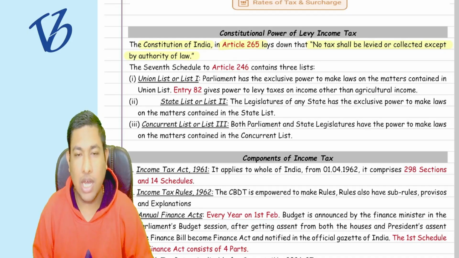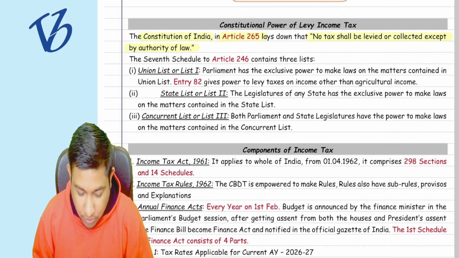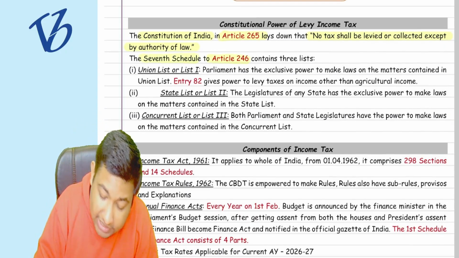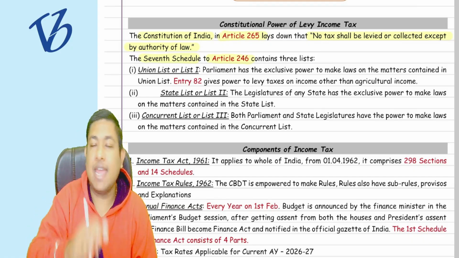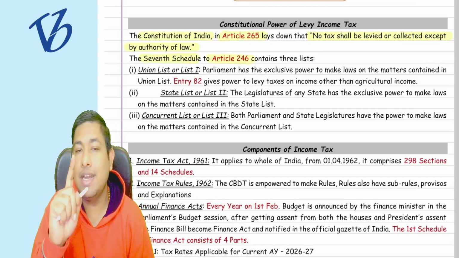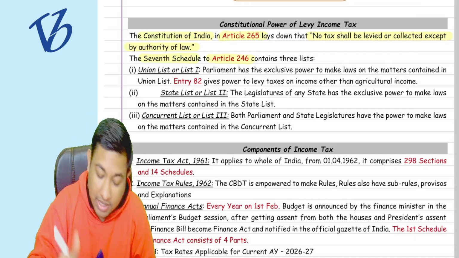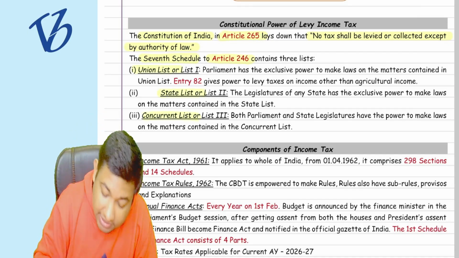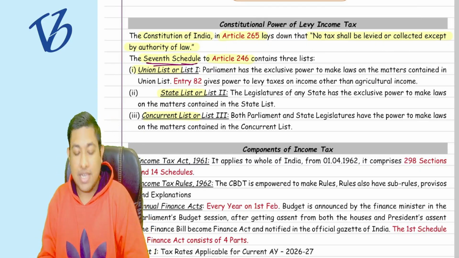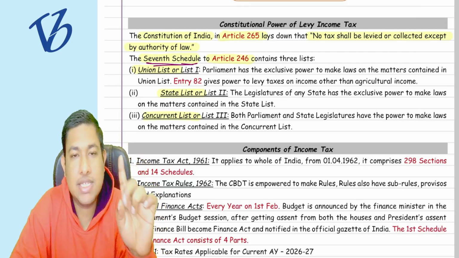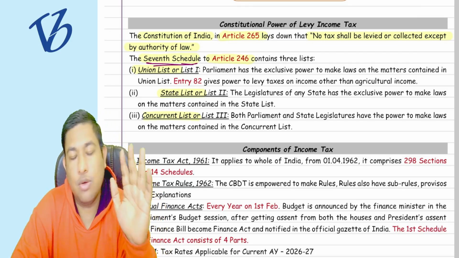No, you are not the authority who can collect the tax. Now, the seventh schedule of article 246 describes who can collect taxes on which income. There are three categories described in it: the first list is the union list, the second is the state list, and the third is the concurrent list.